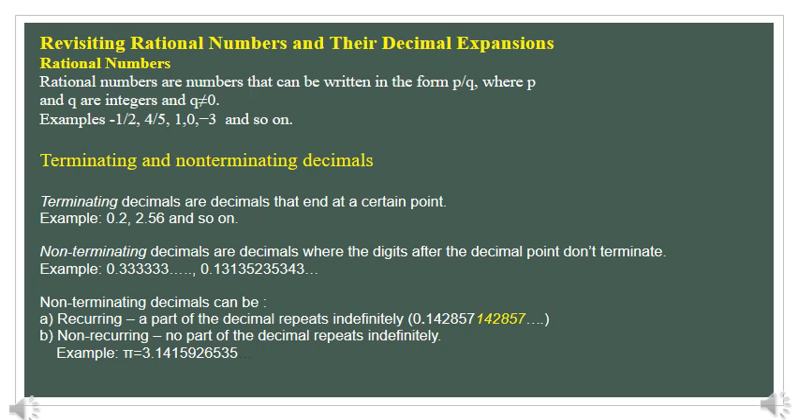After revisiting irrational numbers, let's see rational numbers. Rational numbers are expressed in the form of p by q, where p and q are integers, but q is never equal to 0. For example, minus 1 by 2, 4 by 5, 1, 0 or minus 3. These are all examples of rational numbers.